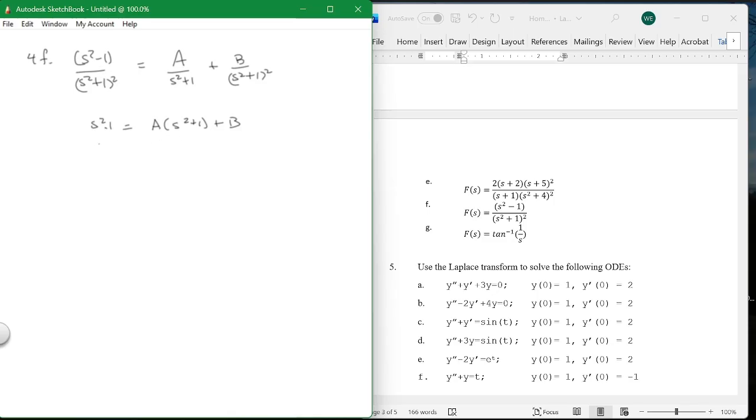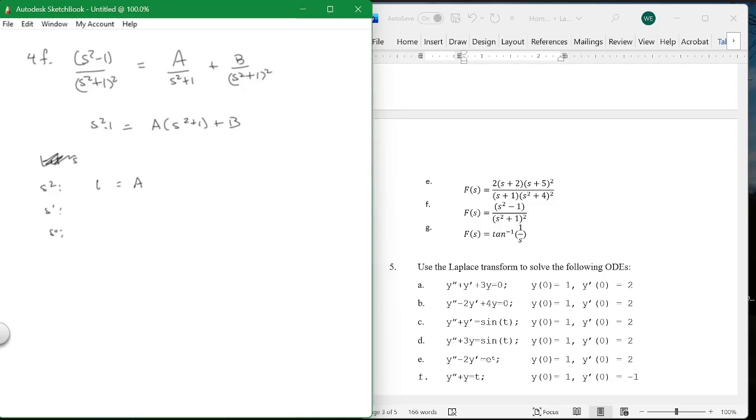Okay? Now, in this case, we just go straight to the balancing act. Do the balancing act: s squared, s to the 1, and s to the 0. All right? So here we have s squared minus 1 is equal to a s squared. So one s squared on the left is equal to a s squared on the right, so a is equal to 1.